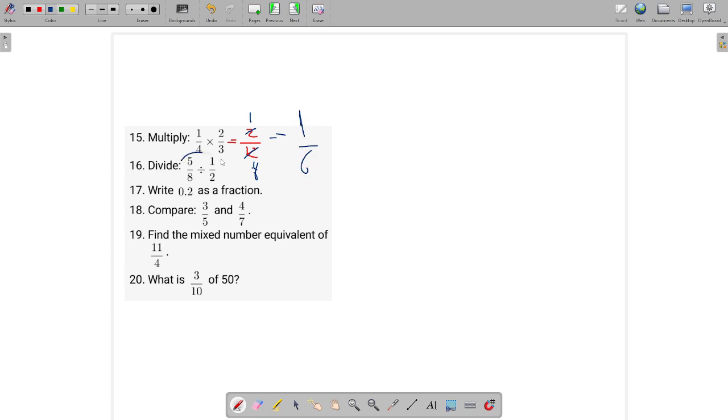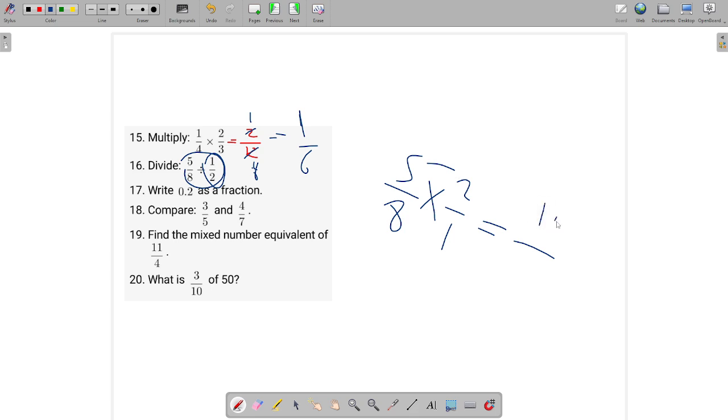Now let's go to this one, dividing. I need to divide 5 over 8 by a half. I know that I can use this method by changing the division into multiplication, but you need to keep an eye that you need to convert the fraction after the sign into its reciprocal. So 1 over 2 will be 2 over 1, and then you multiply normally.